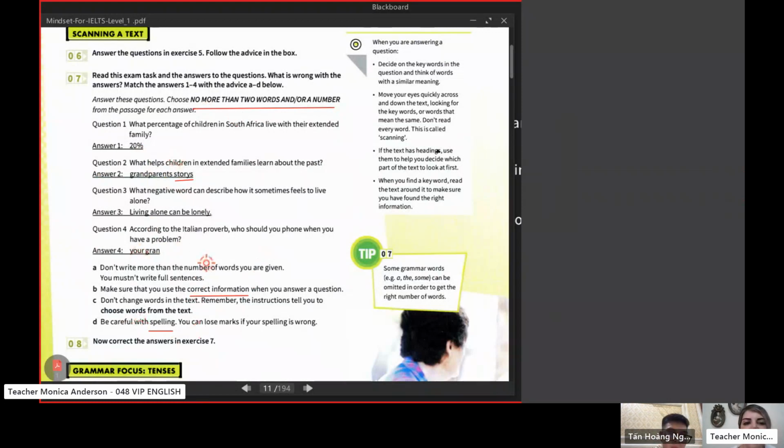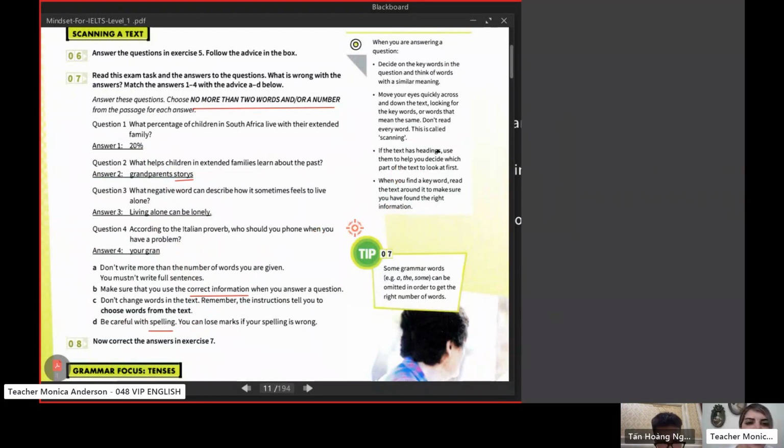And of course, the last one, would you read, please? According to the Italian proverb, who should you phone when you have a problem? Your grand. Don't change the word, grand. We don't have something like this. Grandparents. Okay, so we don't need to change the words from the text. So now, get it now? It's okay? Yes. Great, very good.